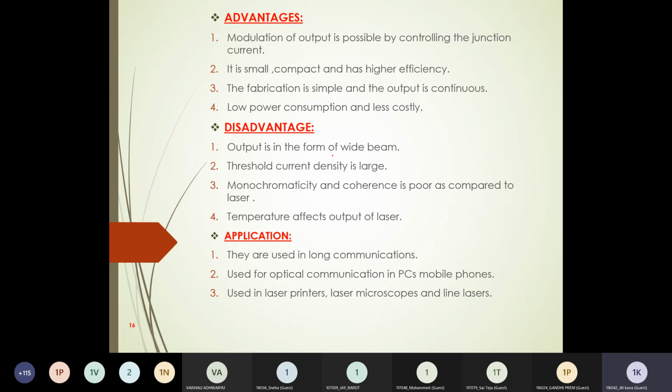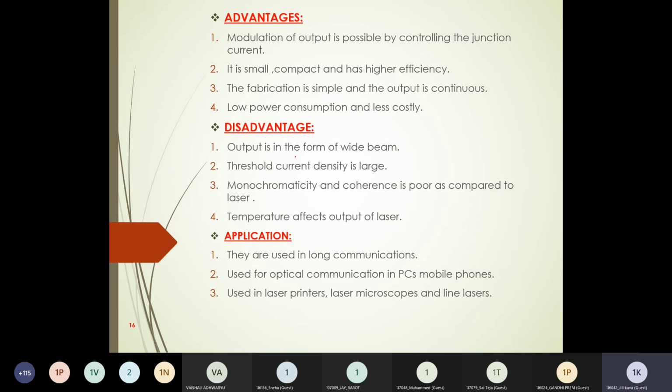Now there are some advantages, disadvantages and applications of this semiconductor laser. The advantage is that modulation of output is possible by controlling the junction current. We can control the junction current and modulate the output ourselves. The semiconductor laser is small, compact, and has high efficiency. The fabrication is also very simple, the output is continuous, it consumes very low power, and the cost of the semiconductor laser is much less than any other laser.